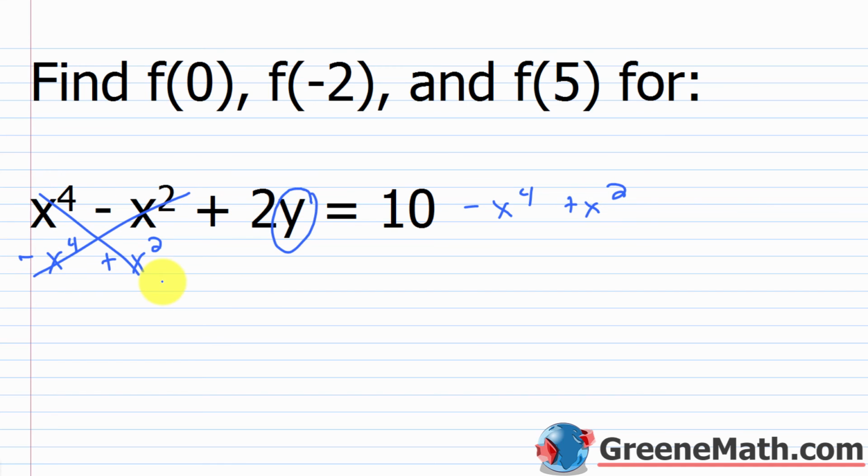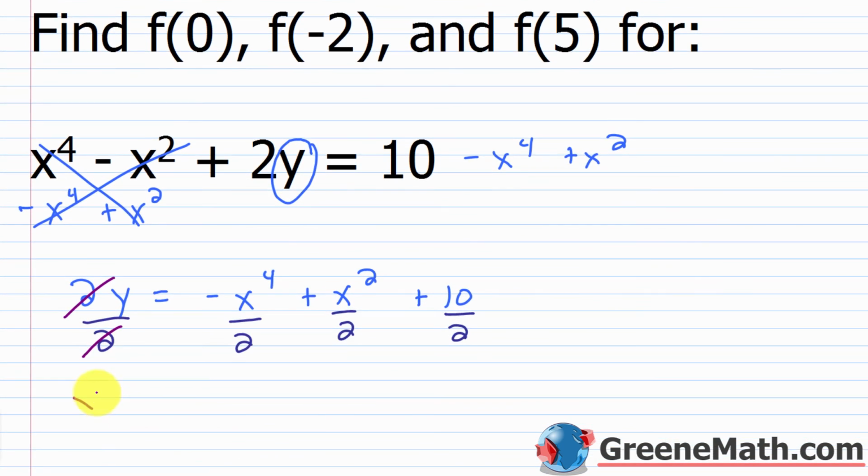So this is going to cancel. I would have 2y is equal to, let's write negative x to the 4th power plus x squared plus 10. Now, to get y by itself, what do I got to do? I got to divide everything by 2. Okay, so we divide both sides by 2. This cancels with this, and I have y is equal to negative 1/2 times x to the 4th power, plus 1/2 times x squared, plus 10 over 2 is 5.